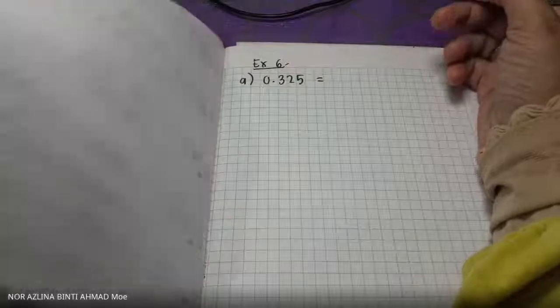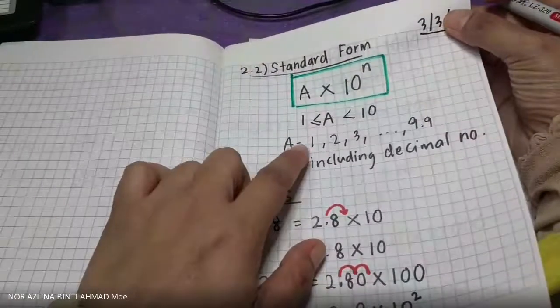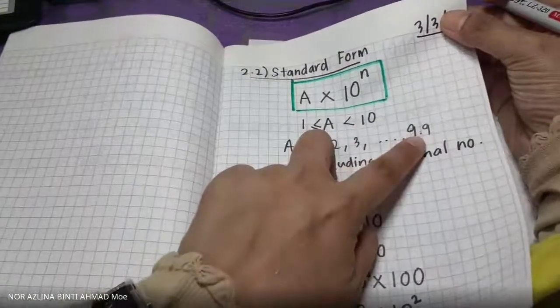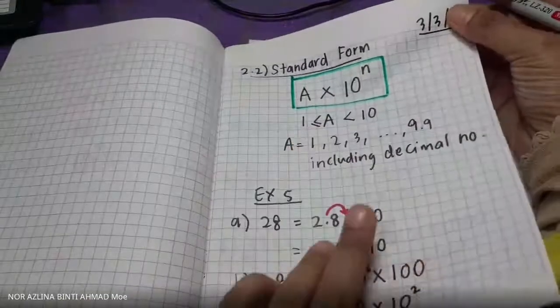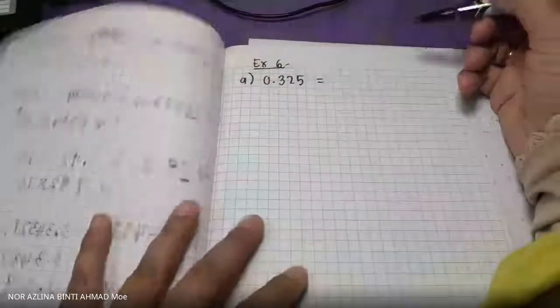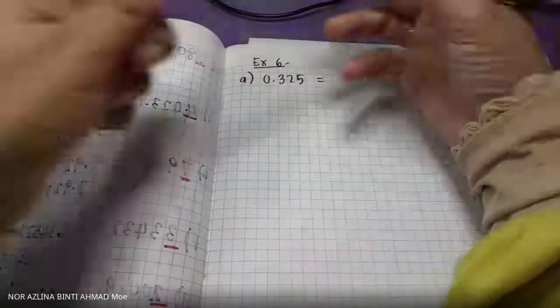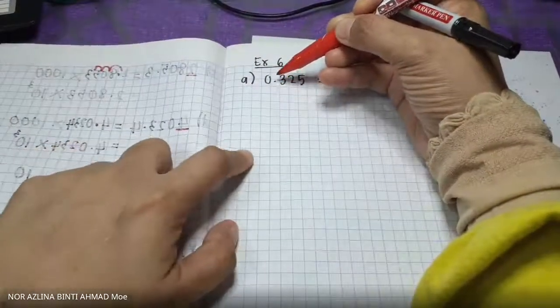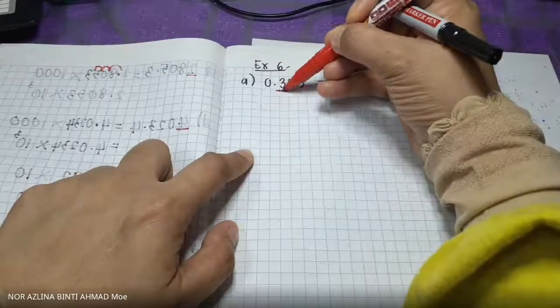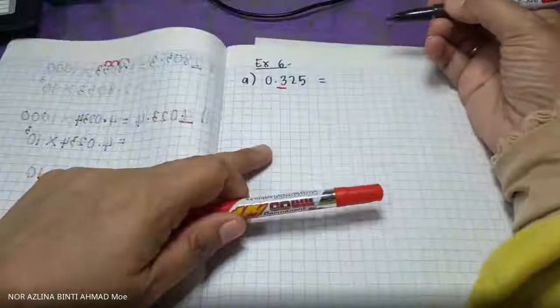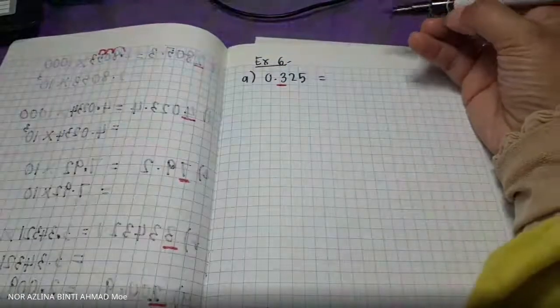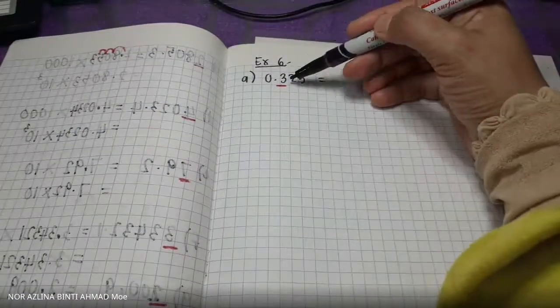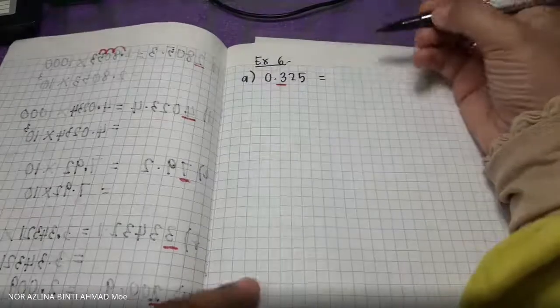We find A. What is A? A is the number from 1 until 9.9, including decimal number. So, we look at the first number after the decimal point. So, this is 3. Okay, the first digit. And the place value for 3 is 1/10.